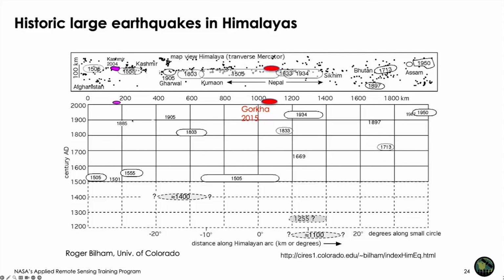But there's been a whole history of previous earthquakes, including a very large earthquake in 1505 that likely ruptured as much as 1,200 kilometers. But of course, with that being a long time ago, we don't know the exact extents.